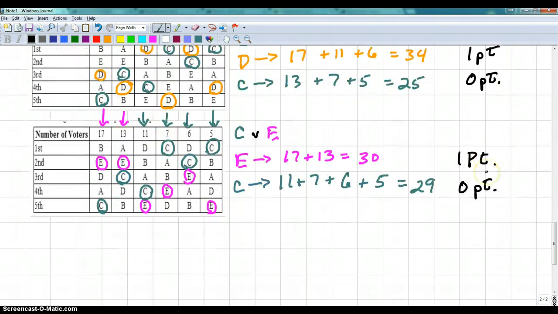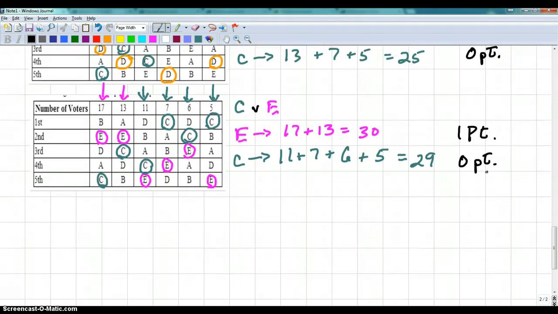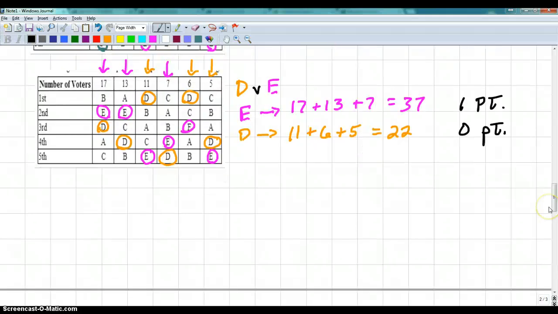Alright, and for this next to last one, we're comparing C and E. We'll see that E tallies up 30 votes and C tallies up 29 votes, so therefore E will get the 1 point and C will get no points. And now for the final. This is our final comparison, candidate D versus candidate E, and we'll see that candidate E handily has more votes than candidate D, so candidate E will be awarded 1 point.